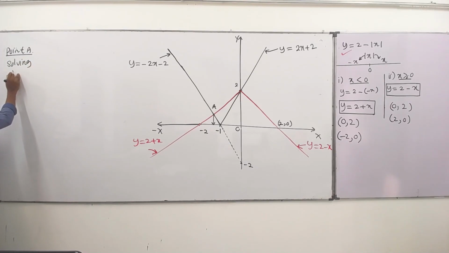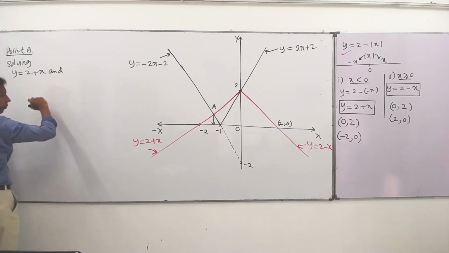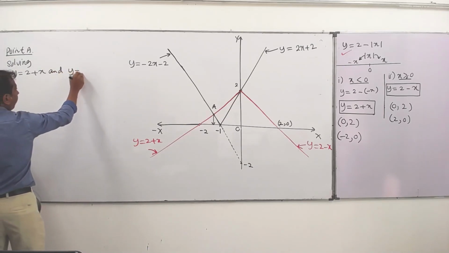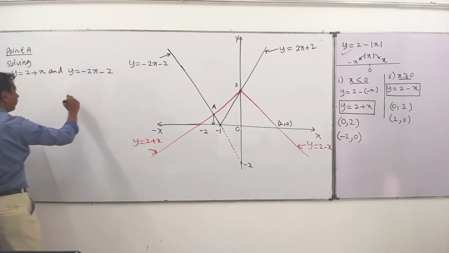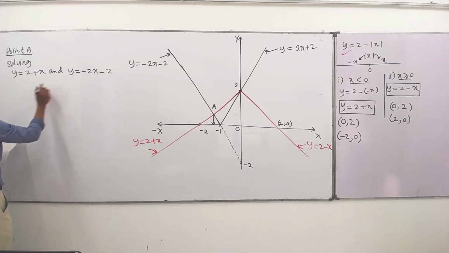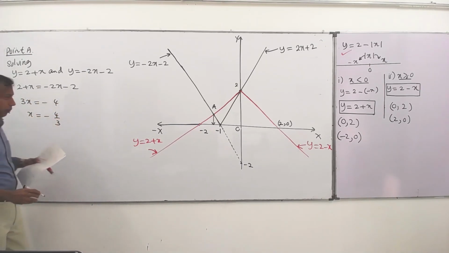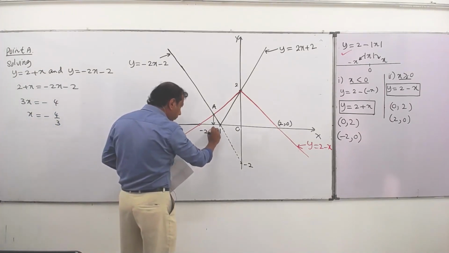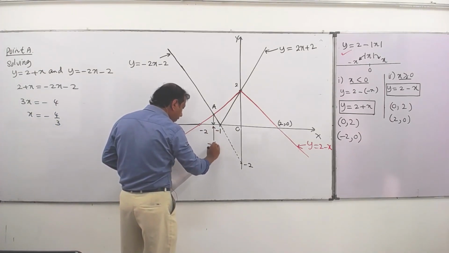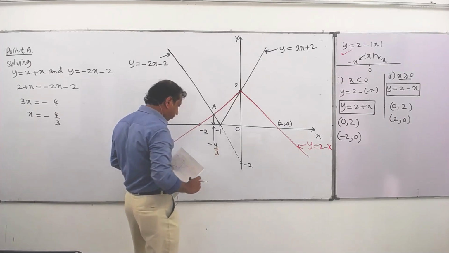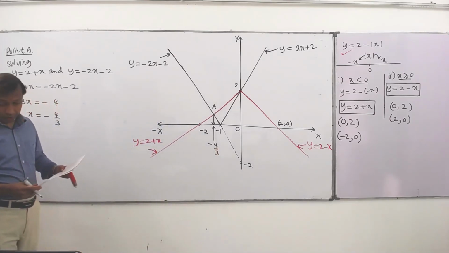Yeah, y equals 2 plus x and y equals minus 2x minus 2. So equate the right hand sides, 2 plus x equals minus 2x minus 2. This side, 3x equals minus 4, x equals minus 4 by 3. Right? This x coordinate is minus 4 by 3. Correct, no? Right. Now what is asked next?